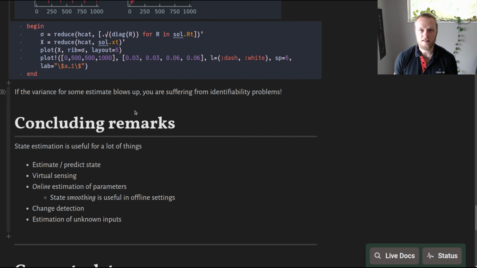We can also use state estimators to estimate unknown inputs. So if there is something unknown that is affecting our dynamics, maybe I measure the temperature in my building here and the sun is shining in through the window. Could I estimate that? And the answer is yes, I can. And that's very commonly used in the field of control systems to estimate disturbances.